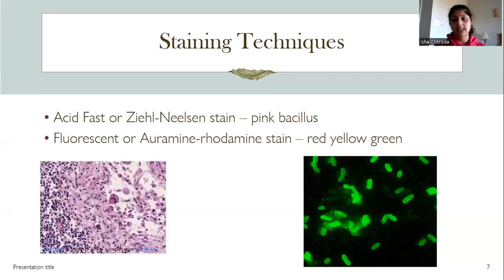Then you have two types of staining technique. As we already discussed earlier, this bacteria is acid-fast. So we'll be using acid-fast stain or Ziehl-Neelsen stain, and it gives the bacillus a pinkish color. And the other one is the fluorescent or auramine stain, which gives the bacteria a reddish yellow or also a green type of color.